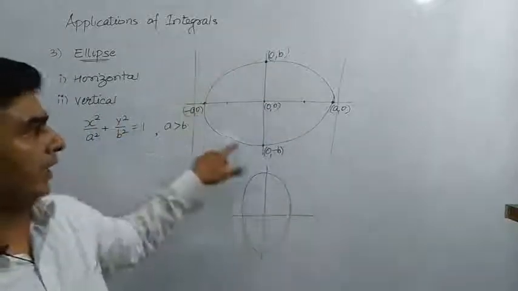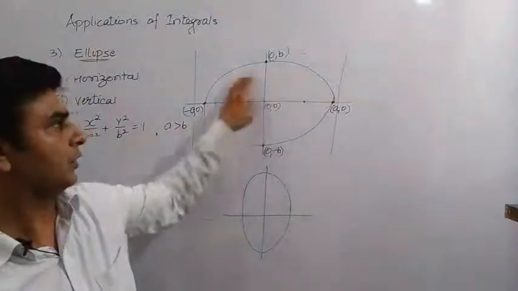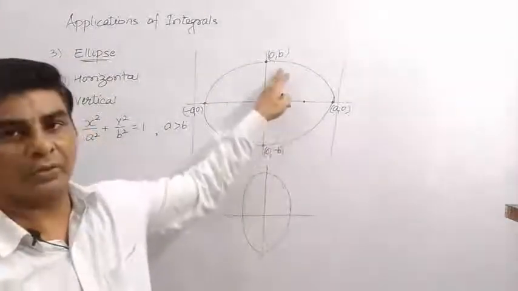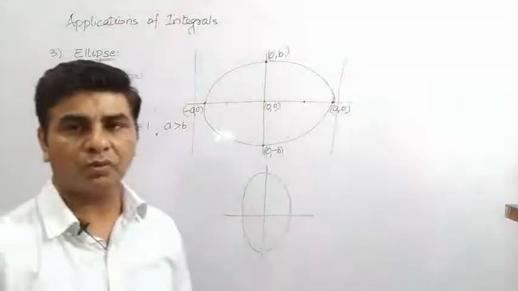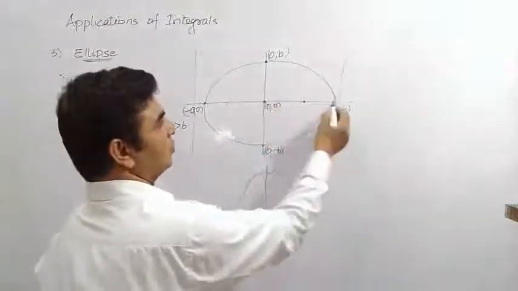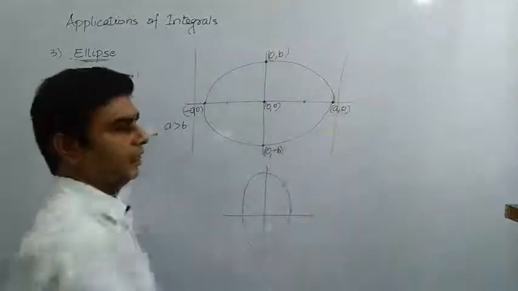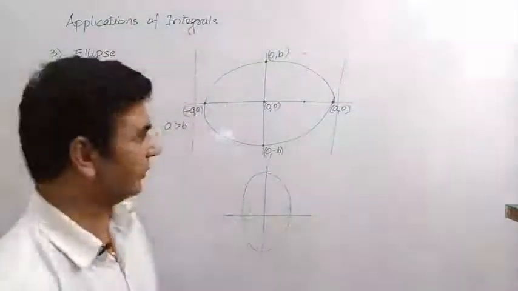It is occupying equal areas in all four quadrants. This one, this one, this one. The area in the first quadrant will be the same in the second, third and fourth quadrants as well. So if you want to find the area of this ellipse, it is to be taken from 0 to a, and the integration is to be done along the x-axis with respect to x.